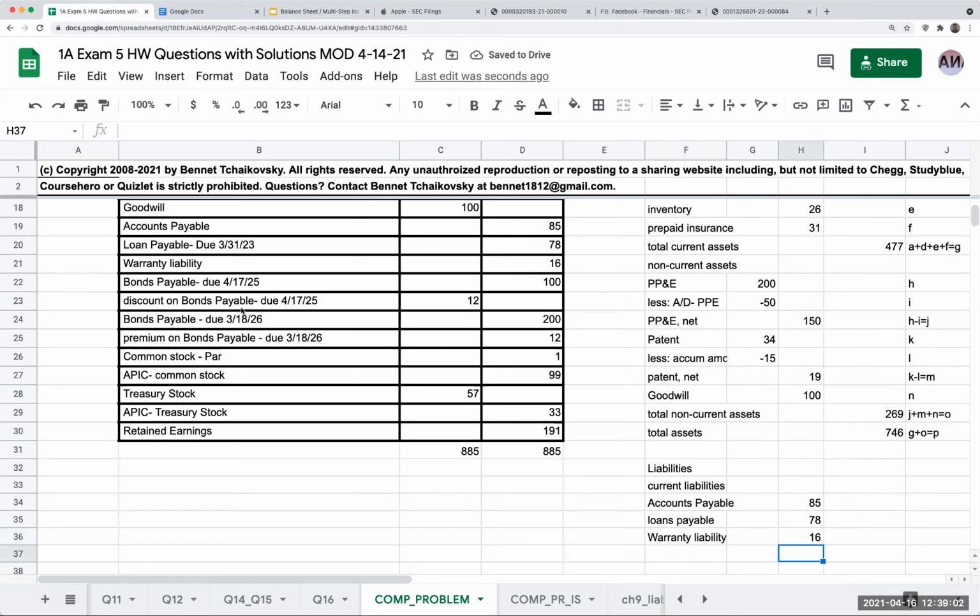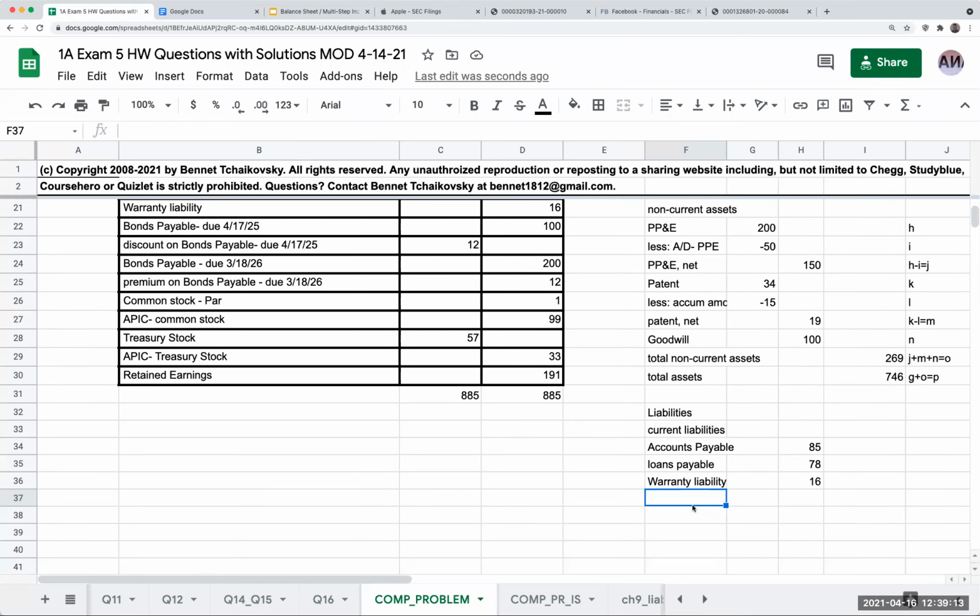Okay. Warranty liability is generally going to be classified as current unless you have other information. Now, the bonds payable are all due beyond a year. These are due in 2025. These are due in 2026. So that's pretty much all of my current liabilities. So my total current liabilities are going to be 85 plus 78 plus 16.